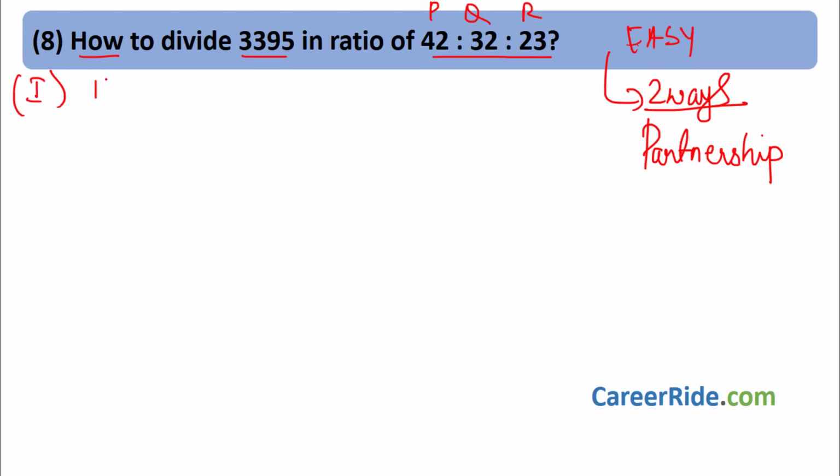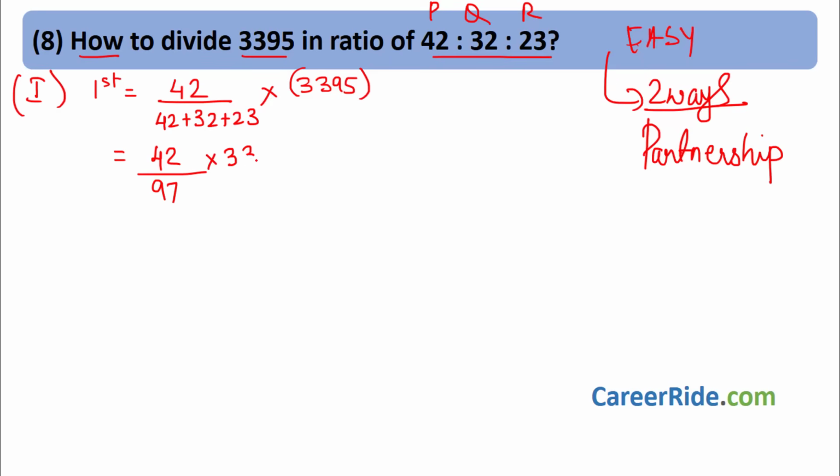Very easy. The first part would be 42 upon 42 plus 32 plus 23, multiplied by the total, that is 3395, of which we want to find the parts. What you will get? 42 upon 97 multiplied by 3395. Actually 97 into 35 is 3395. I am not showing the calculation over here, I am just showing you the method. So that we found out to be 1470.